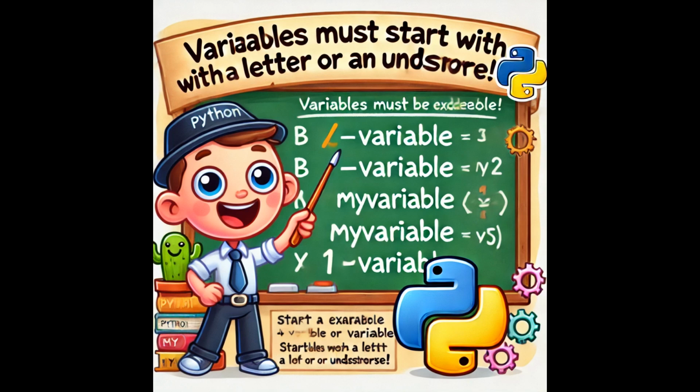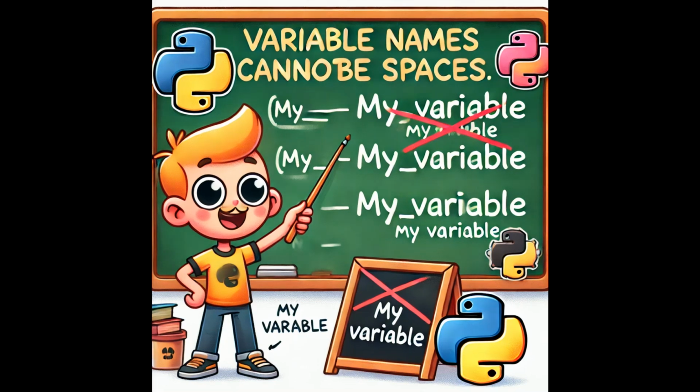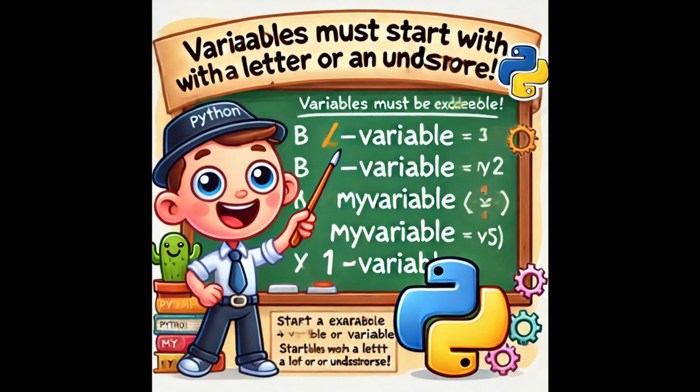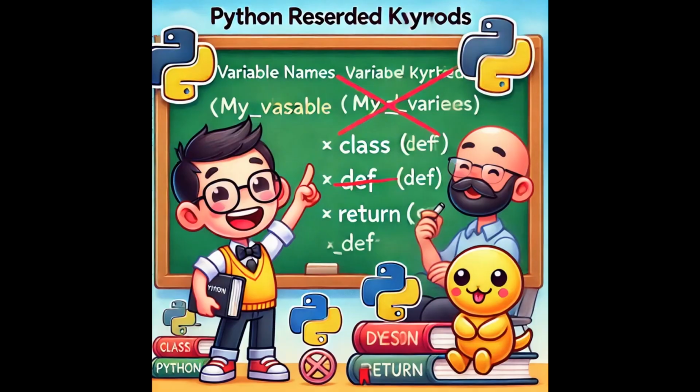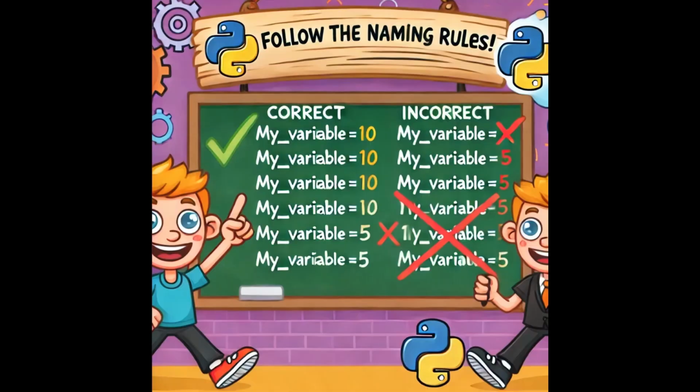Variable naming rules in Python. It is important to remember that when naming variables, there are several rules. Variables must start with a letter or underscore. Names cannot contain spaces. You cannot use the keywords of the Python language, such as class, def, return. Here is an example of correct and incorrect variable names.